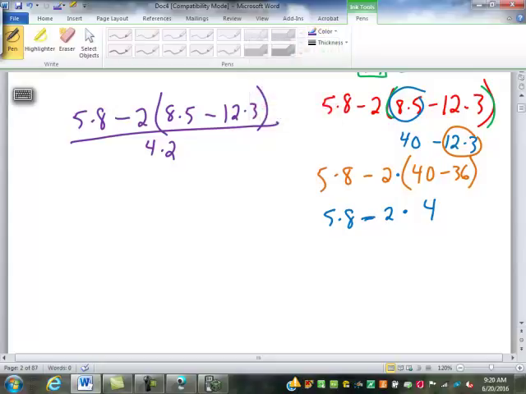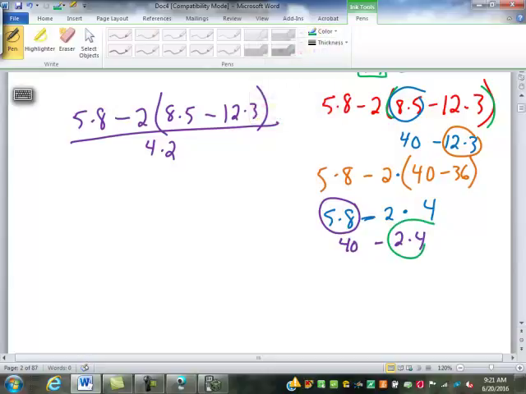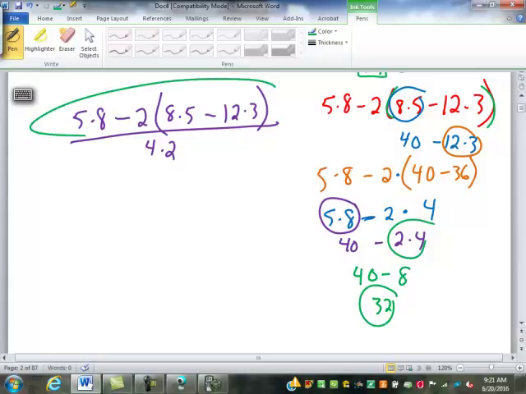Now, any other enclosing symbols? No. Exponents? No. Multiplication or division? Yes. 5 times 8 is 40. Then we have the 2 times 4 is 8. So we're left with just the subtraction. 40 minus 8 is 32. So the top of this is 32.